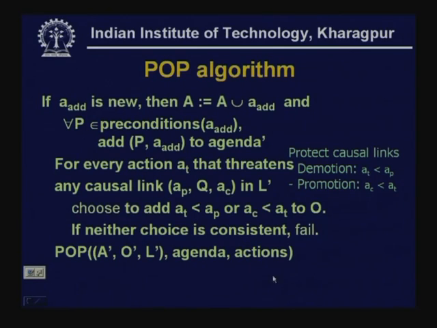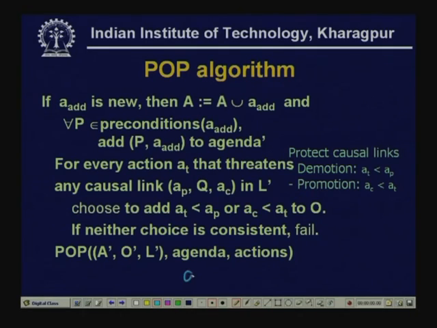So, suppose we find that there is a causal link from AP to AC on Q, and if we find that there is an action AT which threatens AP and AC, we say AT must occur before AP or AT must occur after AC. If AT cannot occur before AP or after AC, if they are not consistent, then we fail. And then we recursively call POP on the action list, on the causal link list, and on the goal list.